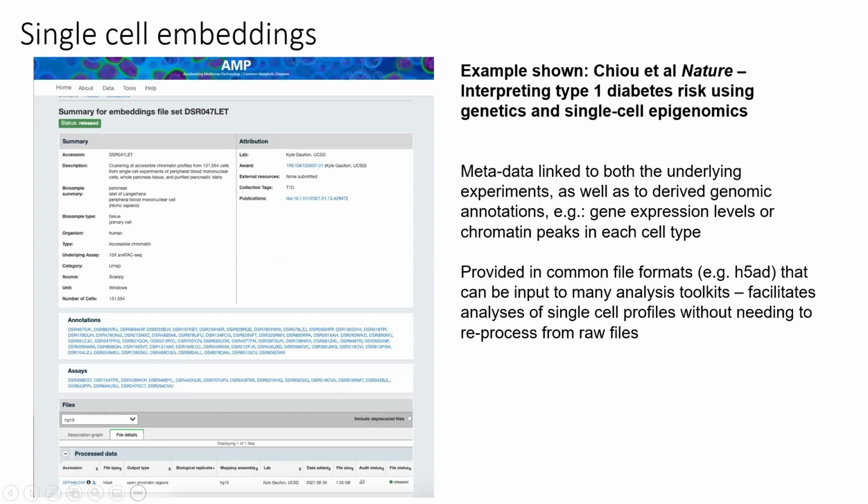The information that you have is metadata that's linked to both the underlying experiment and annotation for the study, which are gene expression level, chromatin peak in each cell type. Since this is a single cell embedding, we also provide the output file, which is the intermediate file in common H5AD format, which can be used for further downstream analysis.